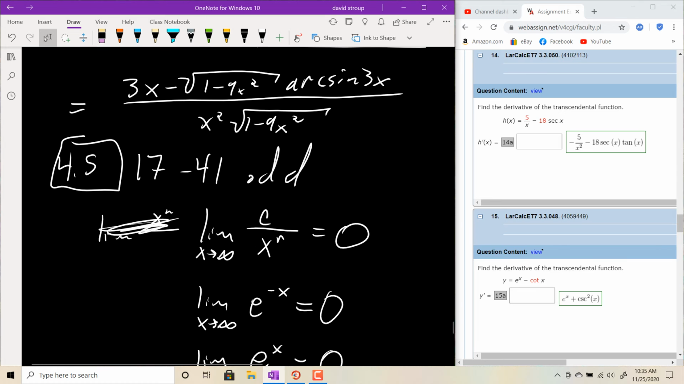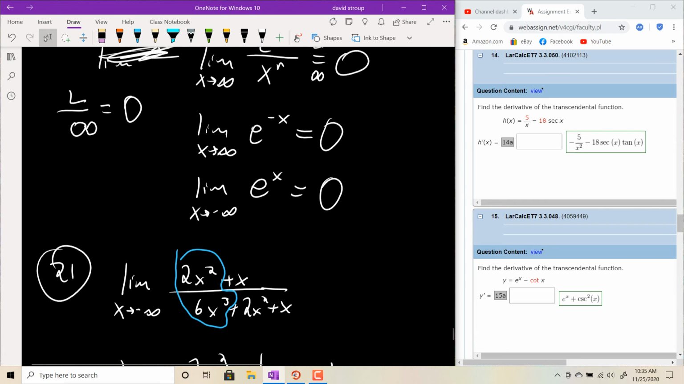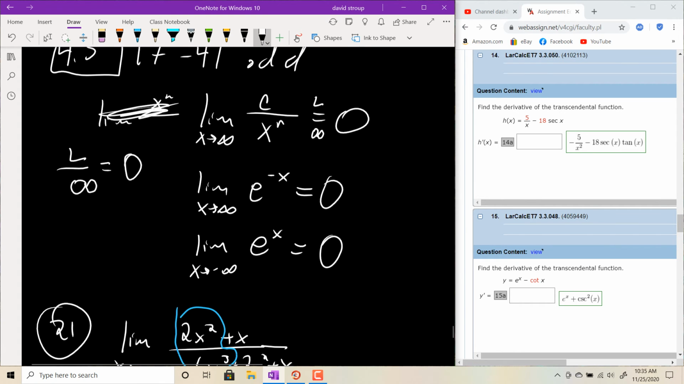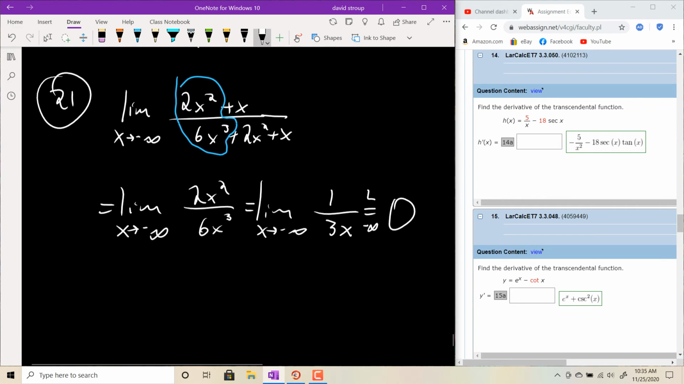Okay. So basically, if you have L over infinity, that'll be 0. Okay, L over 0 is either positive or negative infinity. So this guy was L over negative infinity. It's 0. L over plus or minus infinity is always going to be 0. Okay. Let's look at one of these funny ones, like 27.